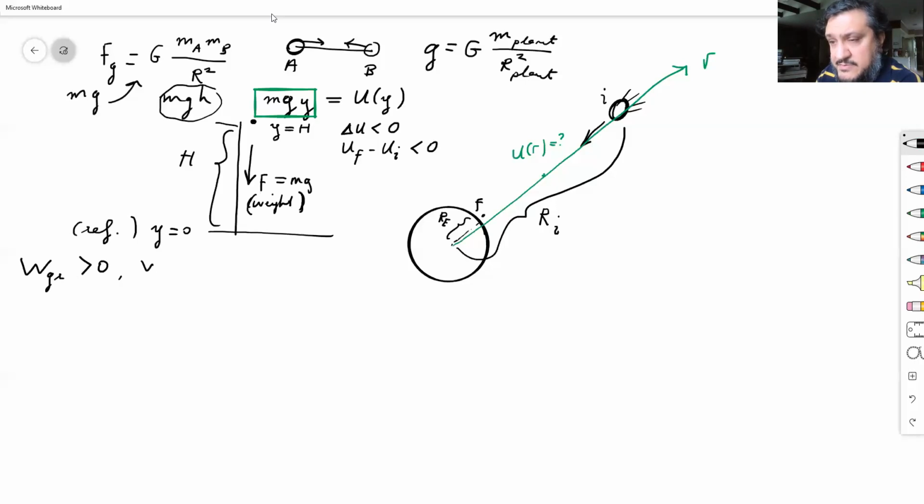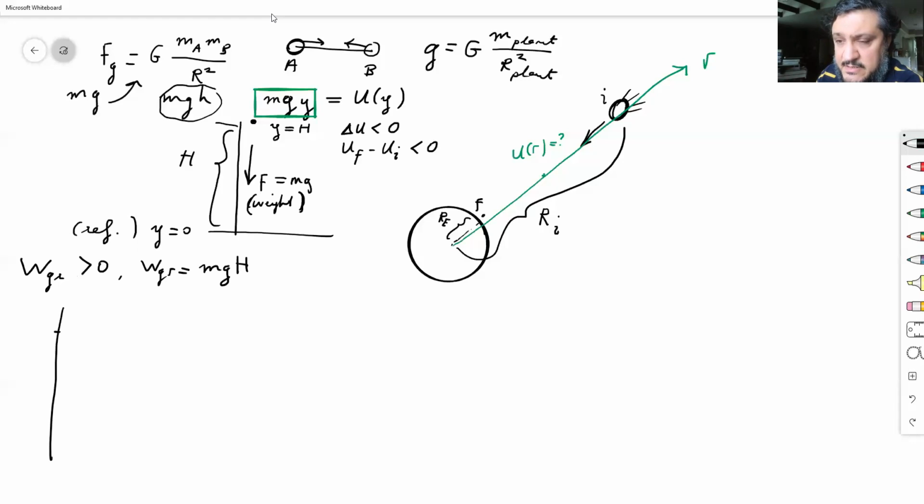and it is equal to mg times h. Now, when we did this, if you remember in class, I started with a general case.